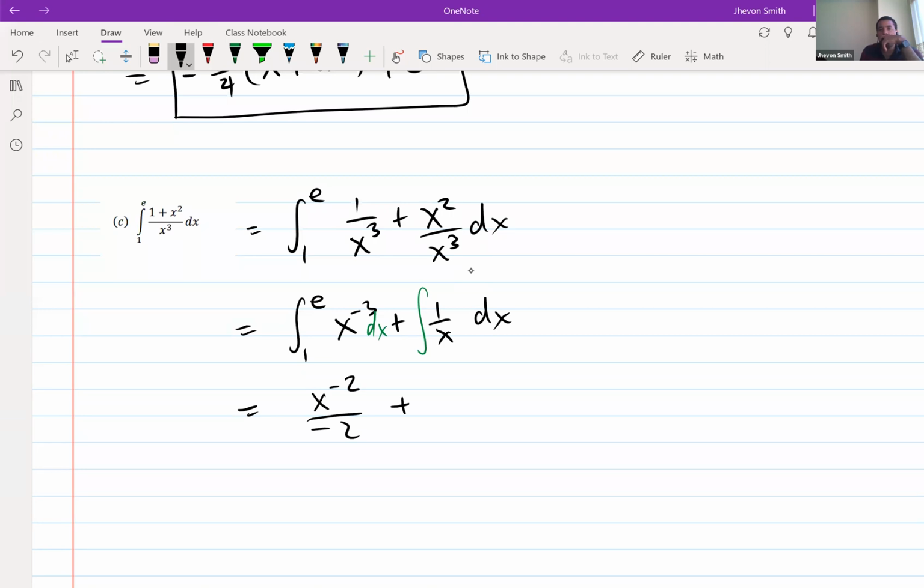What is the integral of this? ln x. ln of the absolute value of x, between 1 and e. So now you just plug in the e, minus, plug in the 1.